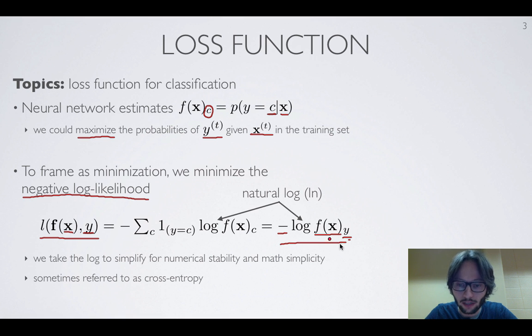Another way of writing the negative log likelihood is as follows: minus the sum over all possible classes C of an indicator function, which is 1 if y, the true target, is equal to C, the index over which I'm summing, and 0 otherwise. So if y is equal to C, then I multiply 1 by the log of f of x of C, which is my estimate of the probability of the true class being C. Otherwise, if y is not equal to C, this term is 0 and disappears. So effectively the only non-zero term is this one. That's why these two things are equal.